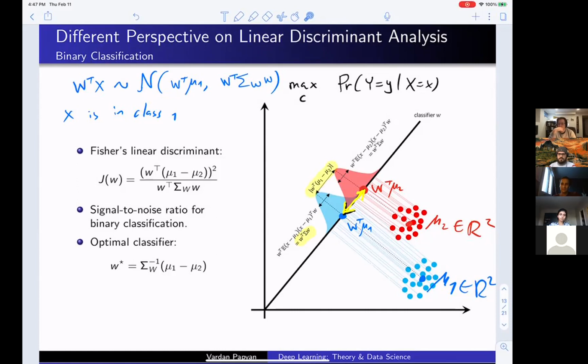Now, if you were an EE person, and there are EE people here, they would usually call this the signal to noise ratio for a binary classification problem. Why is this a signal to noise ratio?